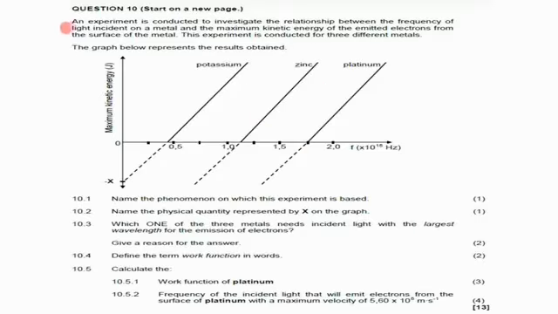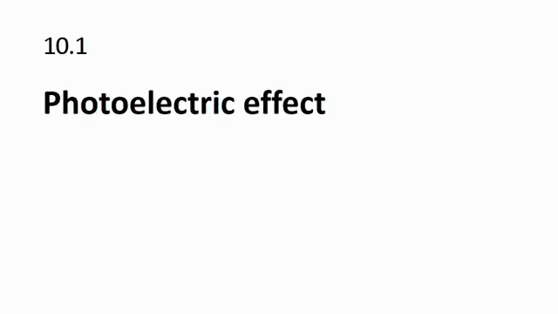Okay, so let's look at another question. It says an experiment is conducted to investigate the relationship between the frequency of light incident on a metal and the maximum kinetic energy of the emitted electrons from the surface of the metal. This experiment is conducted for 3 different metals: potassium, zinc, and platinum. Then 10.1 says name the phenomenon on which the experiment is based. It is based on what we are actually doing here, which is called the photoelectric effect.